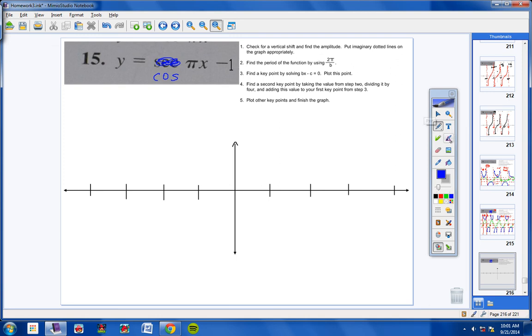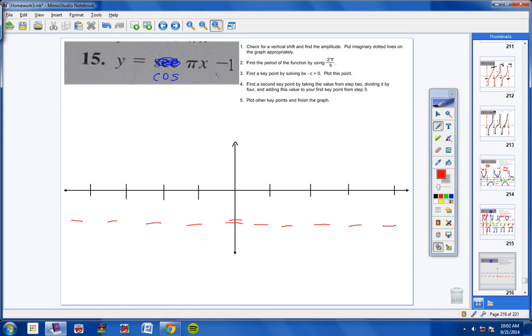Here we go. First of all, the first thing I want you to notice is there is something being added or subtracted to the cosine function. It's -1, so we're going to have a shift going downward, okay? So we'll put a -1 here, and that's where the middle dotted line will go because I have a -1 here.